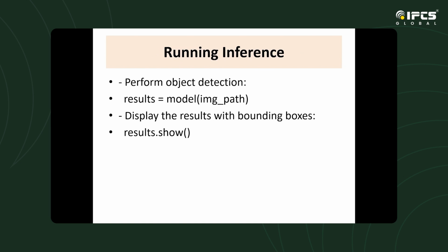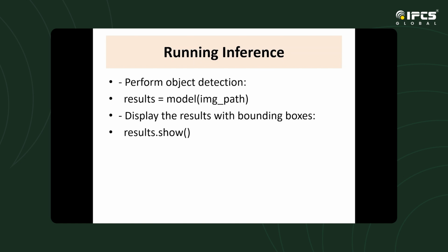Running inference. Once you have prepared the test image, the next step is to perform object detection using the YOLOv11 model. This is done by passing the image to the model, which will identify and locate the objects in the image, whatever objects you want to detect from any image. Here is how you can run inference by giving the code: result equals model, and in between the brackets the image path. So it will perform object detection on the image.